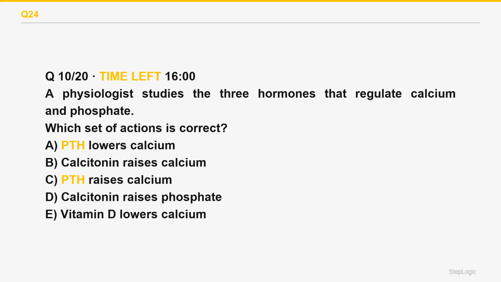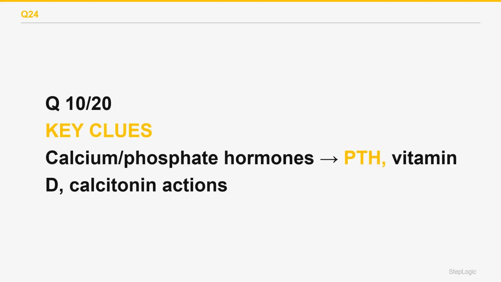Which set of actions is correct? A physiologist studies the three hormones that regulate calcium and phosphate. Read the question. Which set of actions is correct? PTH: calcium up, phosphate down; vitamin D: calcium up, phosphate up; calcitonin: calcium down. Three hormones regulate calcium and phosphate.